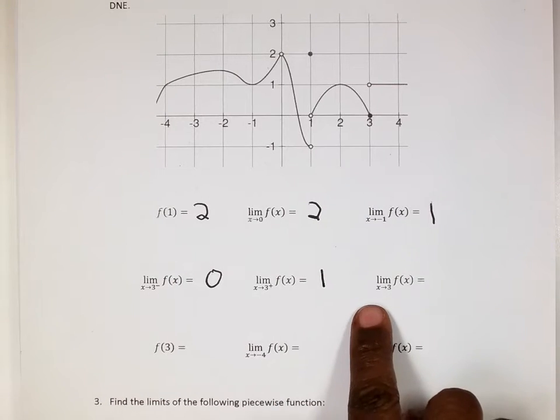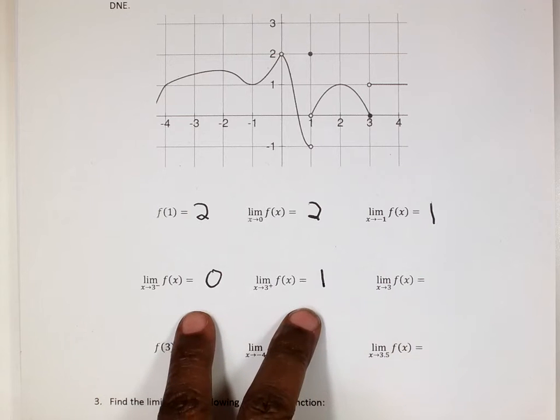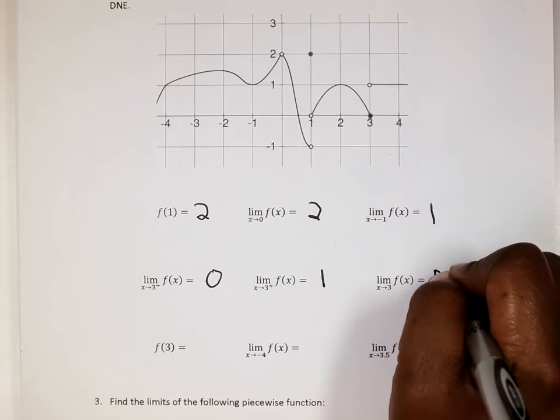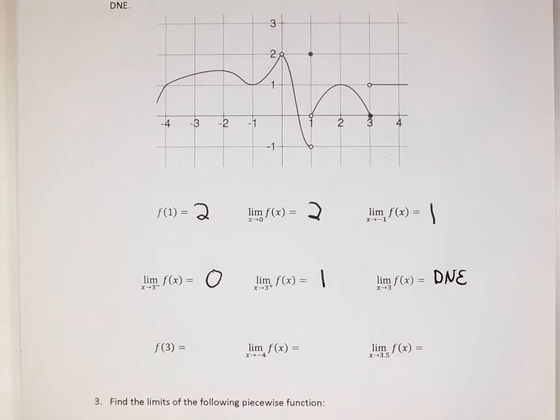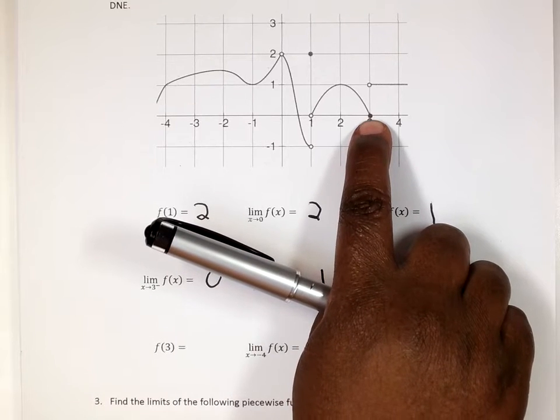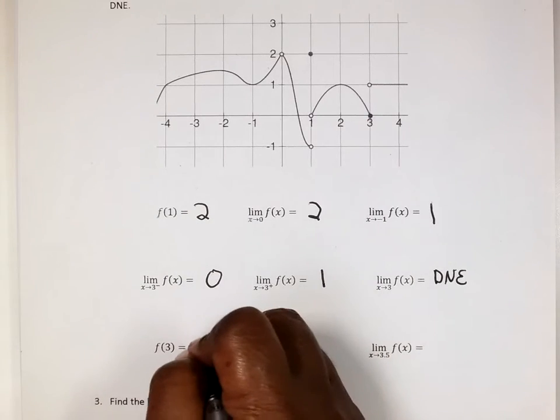So therefore, the limit as x approaches 3, because it's different approaching from the left and the right, does not exist. F of 3. Well, that's where the closed circle is at 3. So f of 3, we get 0.